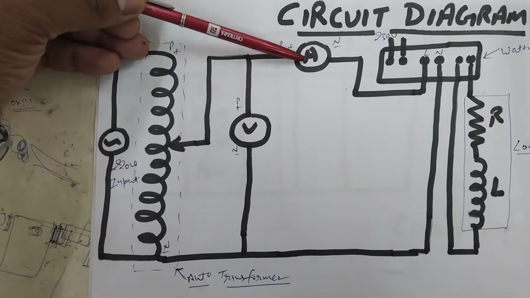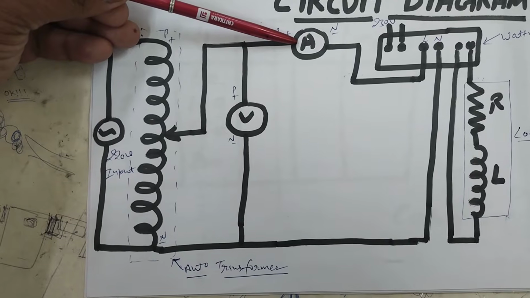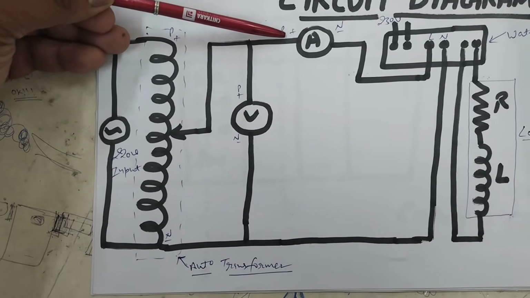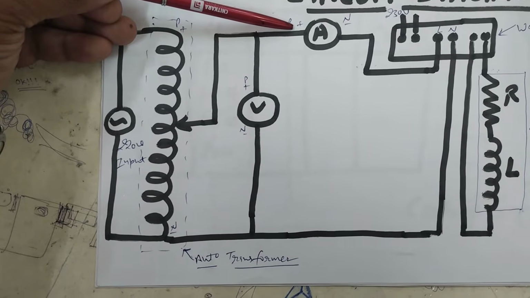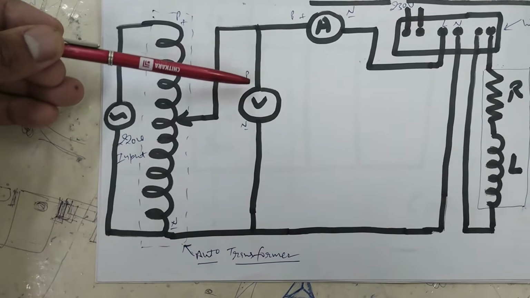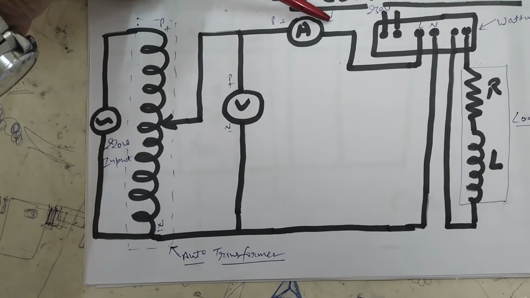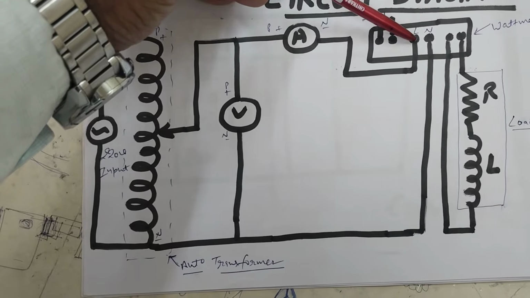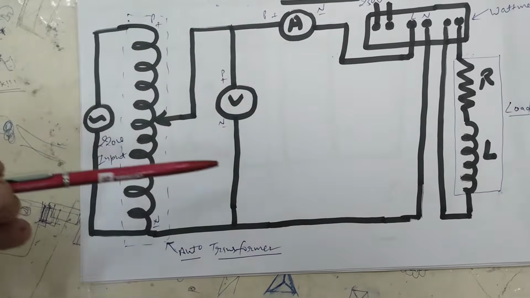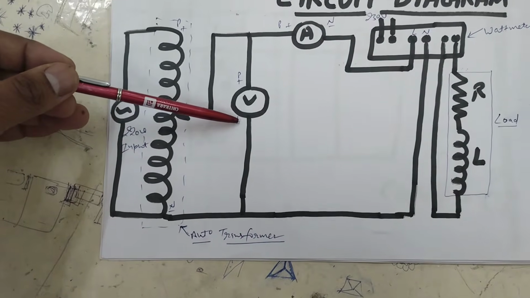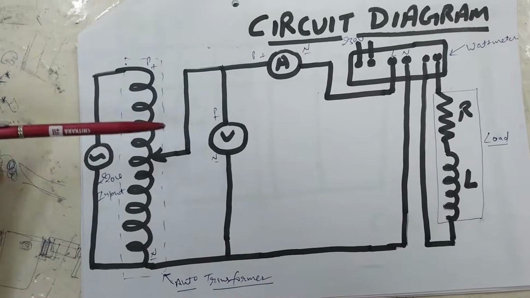In order to connect the ammeter in series, the positive terminal of the ammeter is connected with the phase terminal of the auto transformer, and the other terminal is connected with the phase or line terminal of the wattmeter. Here you see that the neutral terminal of the auto transformer is connected with the neutral terminal of the wattmeter.